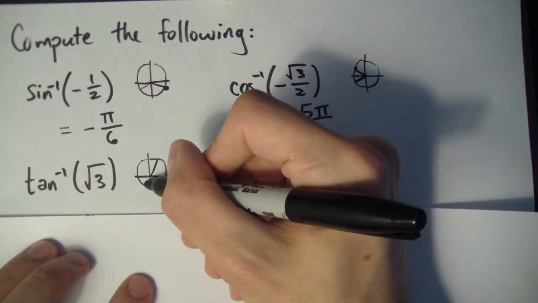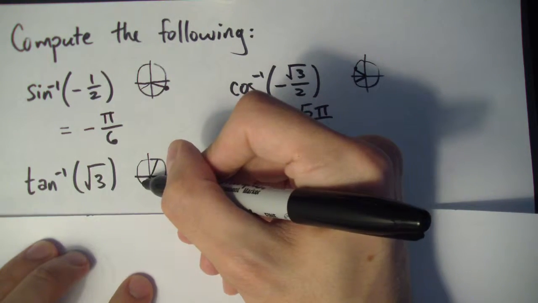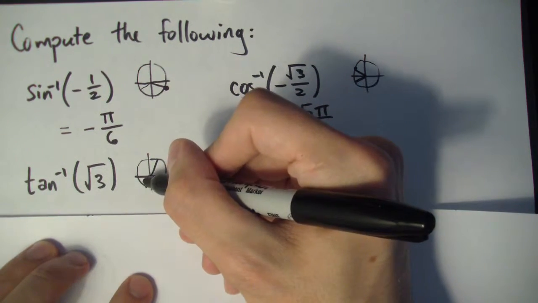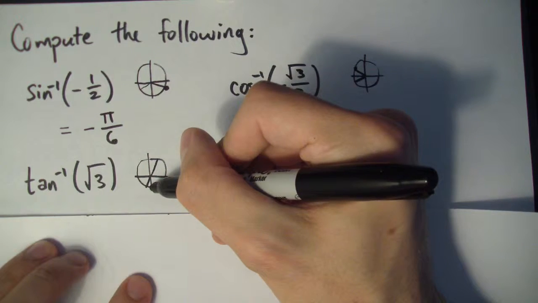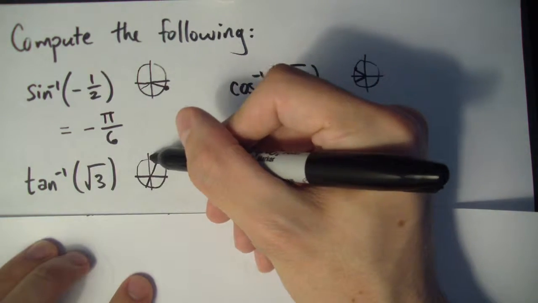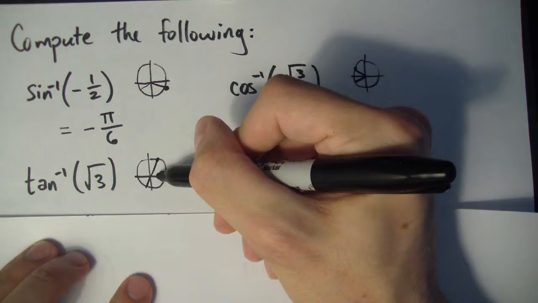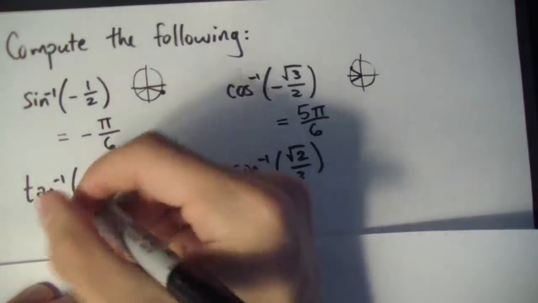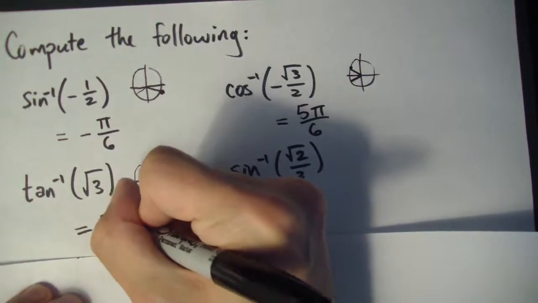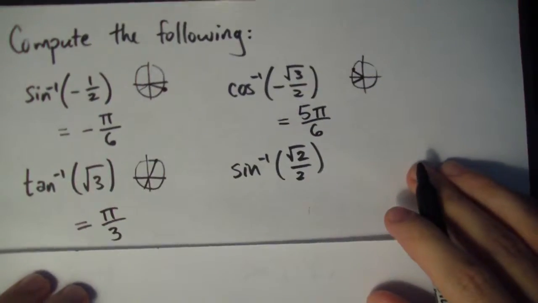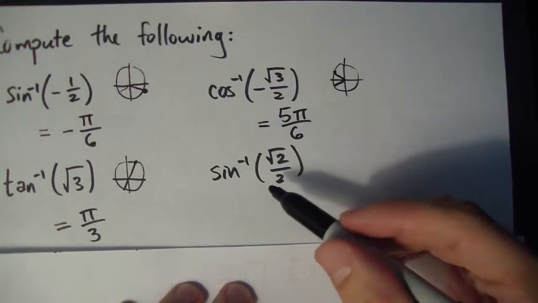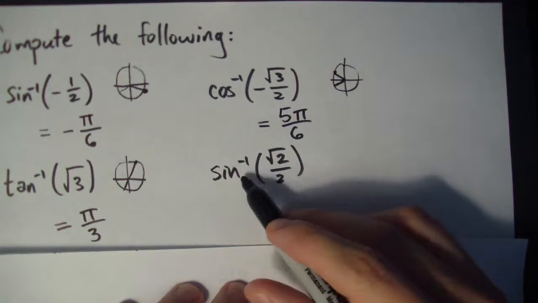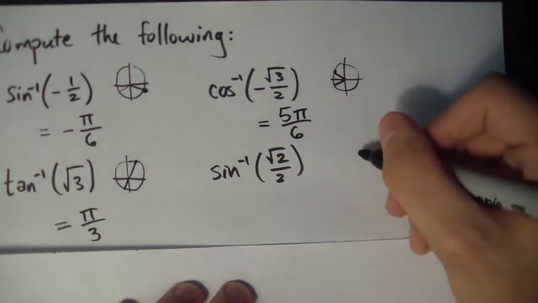It also happens over in the third quadrant where both sine and cosine are negative. But remember, tangent is only from minus pi over 2 to pi over 2. So we're going to be up here at pi over 3. So that's what inverse tangent of the square root of 3 is, pi over 3.